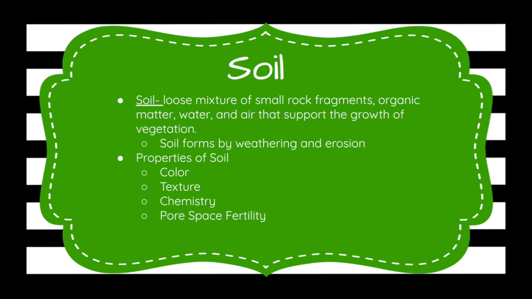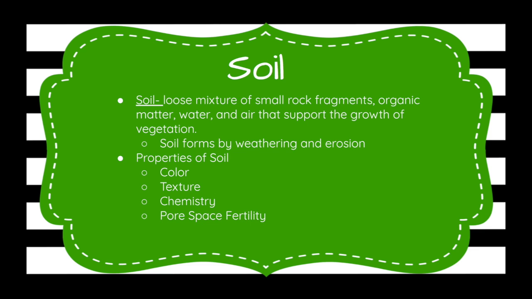All right, our last lesson of this unit is soil. Soil is a loose mixture of small rock fragments, organic matter, water, and air that support the growth of vegetation. Soil is formed by weathering and erosion, which is why it's in this unit. Kind of seems to stick out as in, like, why are we talking about soil in this unit? But soil is what gets weathered down, eroded, and changed.